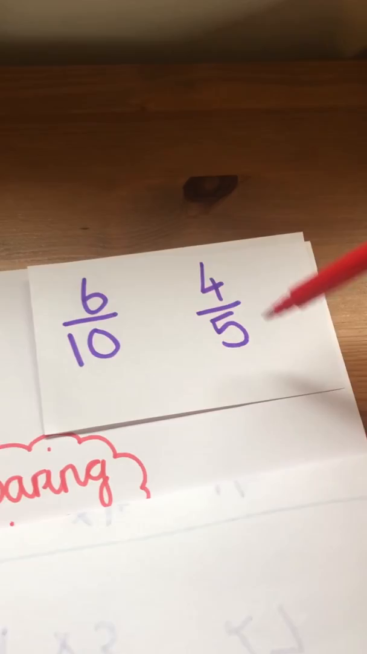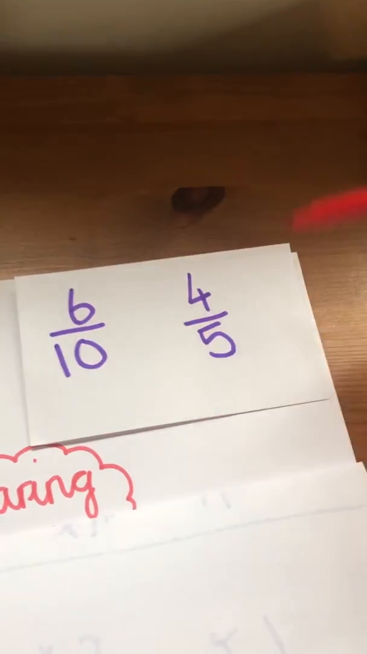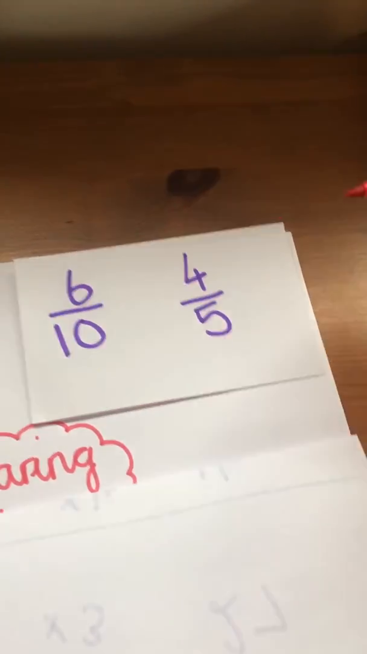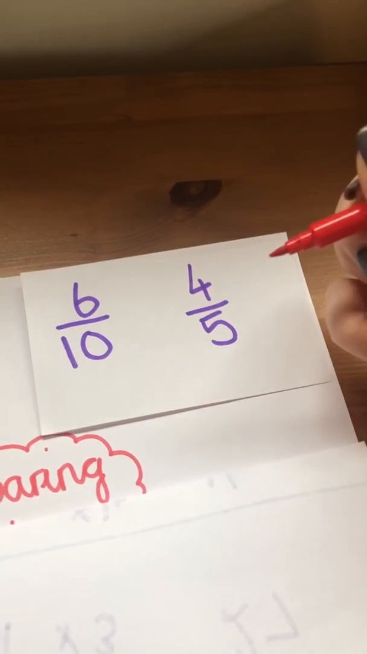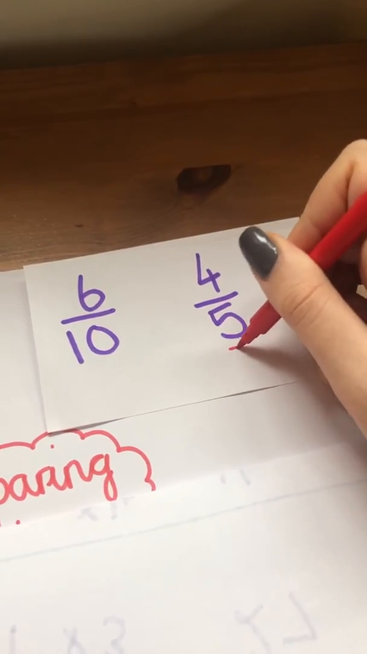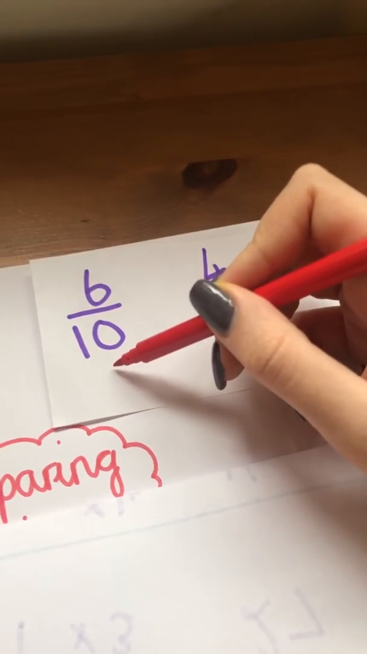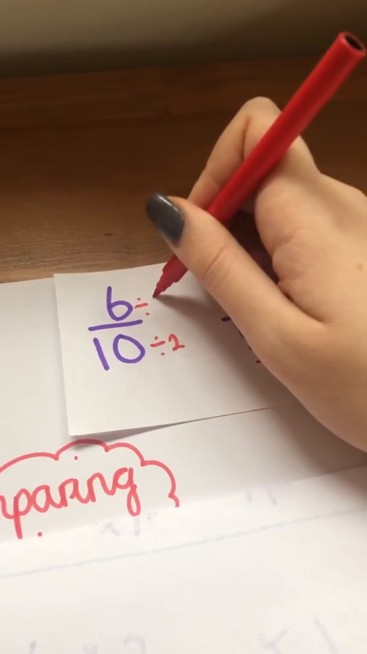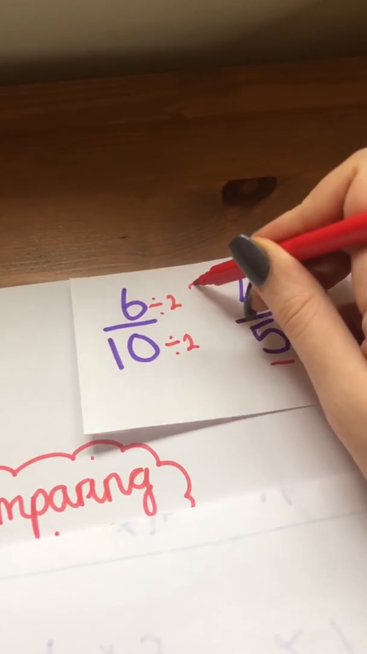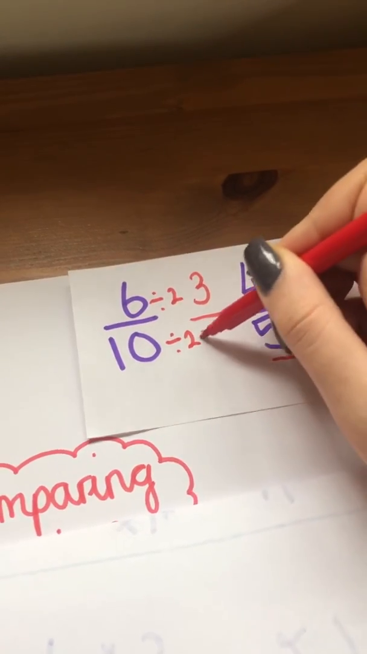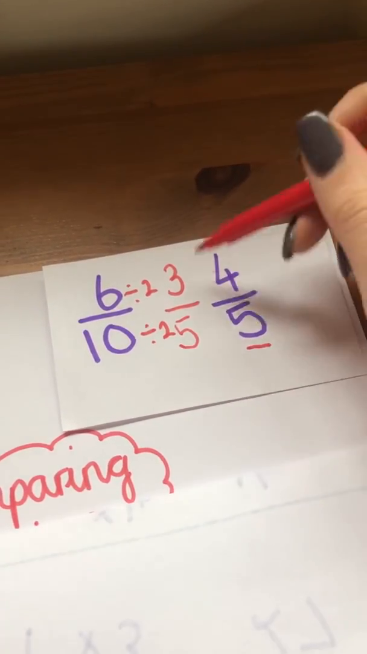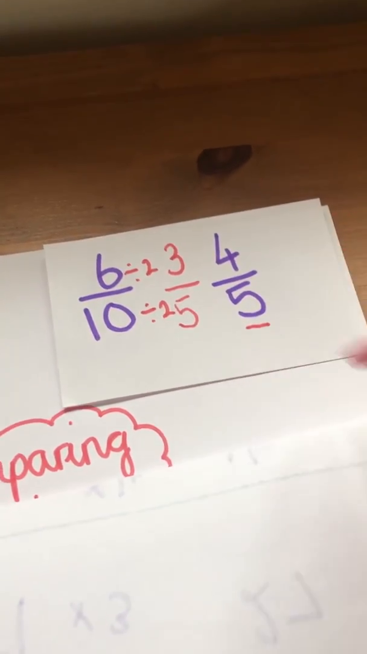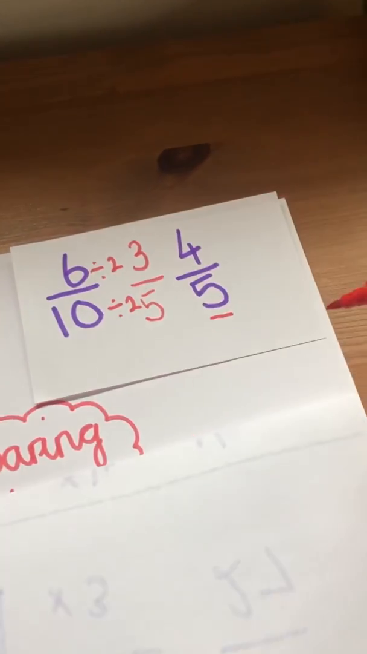So I want to compare these two fractions. Therefore, I know I need to try and change them both so they have the same denominator. Now, I could times this by 2. That's not my lowest common multiple. My lowest common multiple is going to be 5. So I want to turn this into 5. Therefore, I divide by 2. And I divide this one by 2. Then my new fraction becomes 3 over 5. Therefore, comparing 3 over 5 and 4 over 5, I can see that actually 4 over 5 is a bigger fraction than 6 over 10.